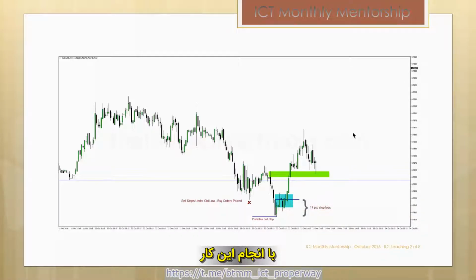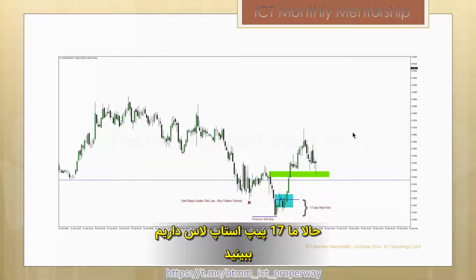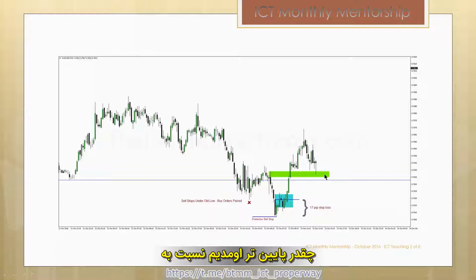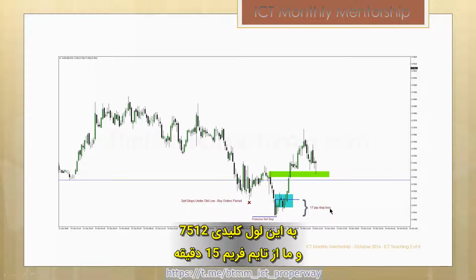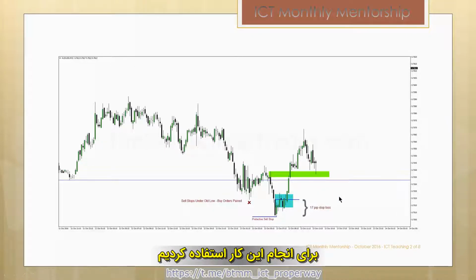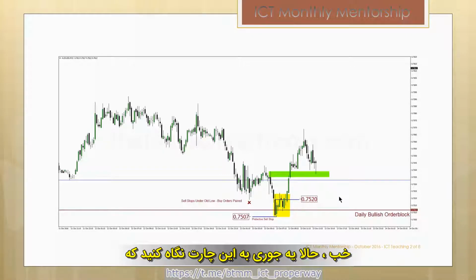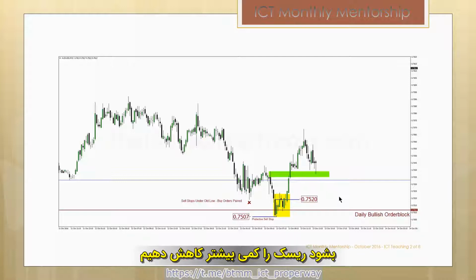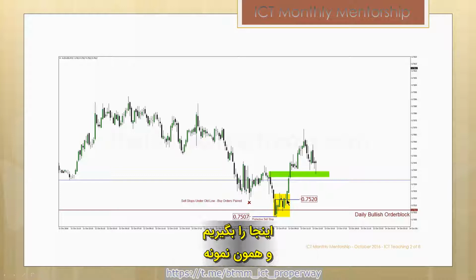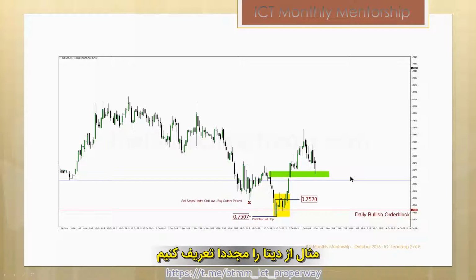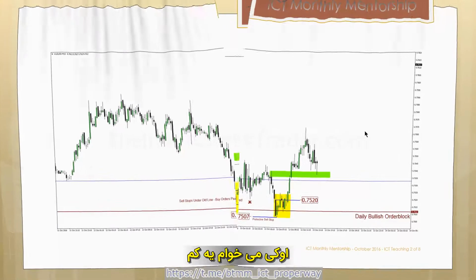By doing so, now we have a 17 pip stop loss, and look how much lower we are in relative terms to what we saw on the setup on the hourly chart, way closer to the key level of 75.12, and we're using a 15-minute time frame to do it. So looking at it in terms of even further reducing the risk, we can take this small little area in here and refine that same sample size of data, and we're going to take a closer look into it.